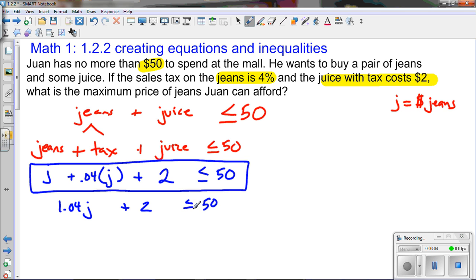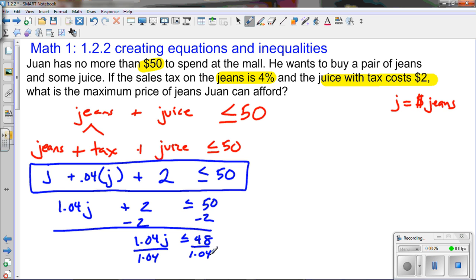First thing logically says, well, let's pay for the juice. Let's get that out of the way. So we subtract the 2, and we have 1.04J is less than or equal to 48. Okay, now we have to divide this out. So we're going to divide by 1.04, doing the opposite of multiplication. And now we have J, I'm running out of room here, is less than or equal to, and this comes out to 46.16.